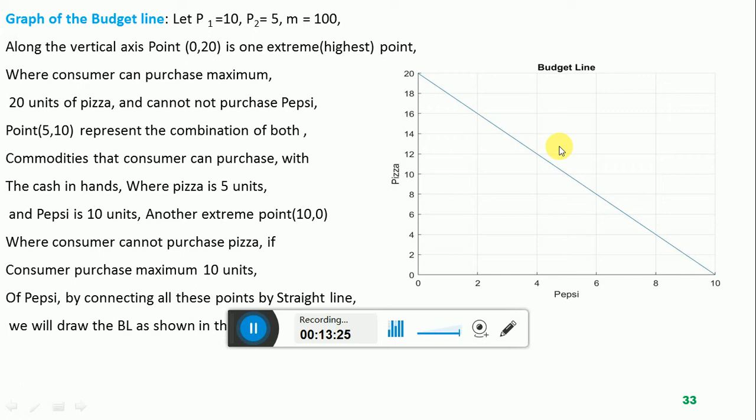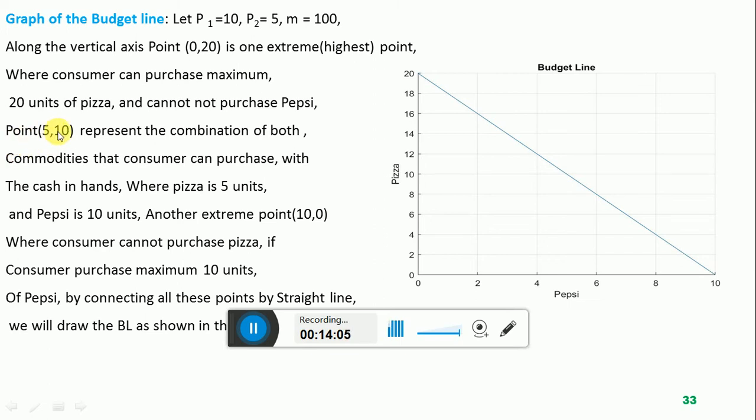The price of the first commodity, Pepsi, is 10 Afghani and the consumer is purchasing 5 units, so 10 multiplied by 5, 50 Afghani consumed. The price of the second commodity, pizza, is 5 Afghani and the quantity is 10, so again 5 multiplied by 10, 50 Afghani the consumer spent to purchase 10 units of pizzas, and 50 Afghani the consumer spent to purchase 5 units of Pepsi. So the total budget is exhausted.